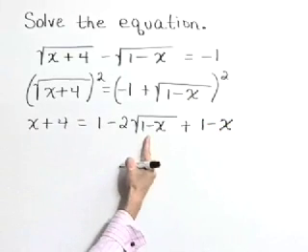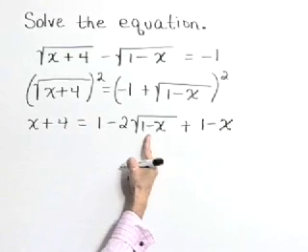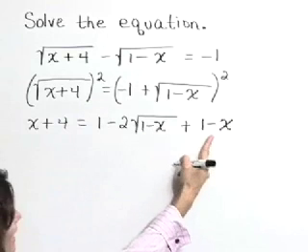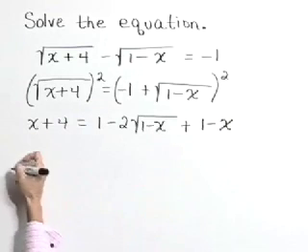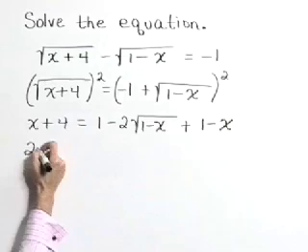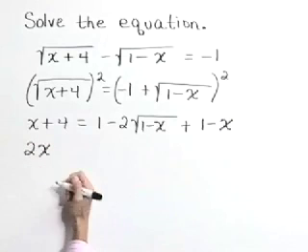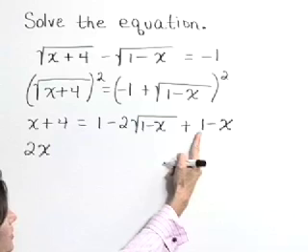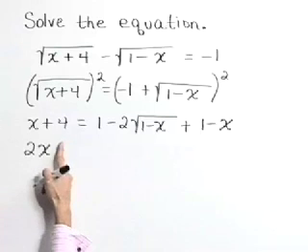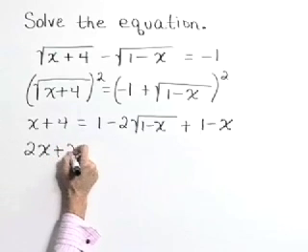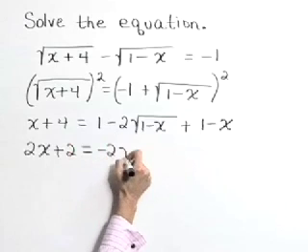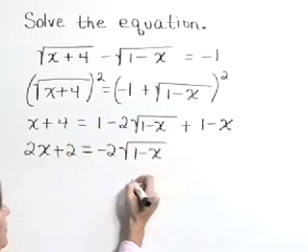Now, we still have a radical in this equation. We want to isolate this radical and square both sides again. So let's move things away from that. Add x to both sides so that we get a 2x on the left. 1 plus 1 is 2 on the right. Subtract that 2 from both sides. 4 minus 2 is 2. That leaves a -2 times the square root of 1 minus x on the right.